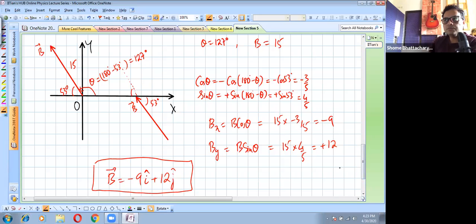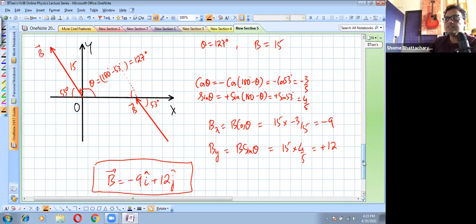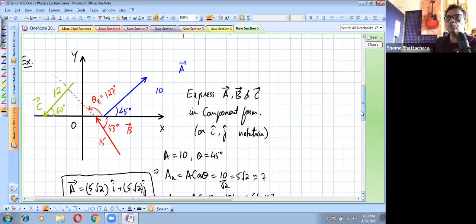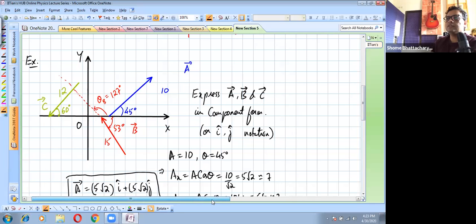Yes, Ishika, your answer for vector C is correct. Oh, wait. Just be careful of the sign, Ishika. Vector C, yeah, correct. Both are negative, na? X and Y, that's correct. Vector C is lying in the third quadrant, you realize. That's correct.